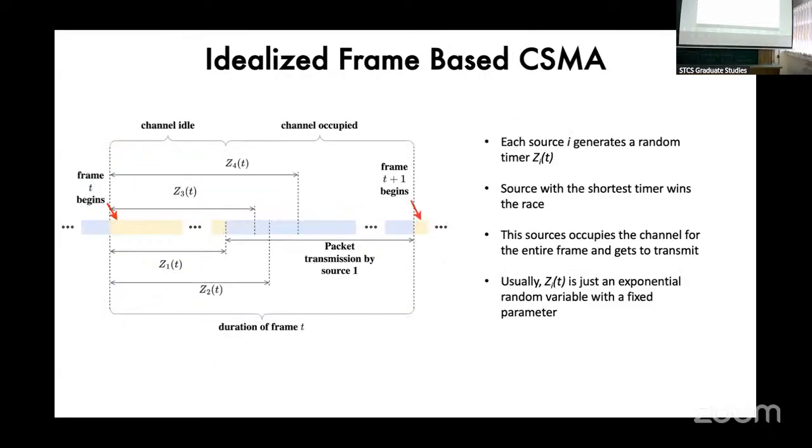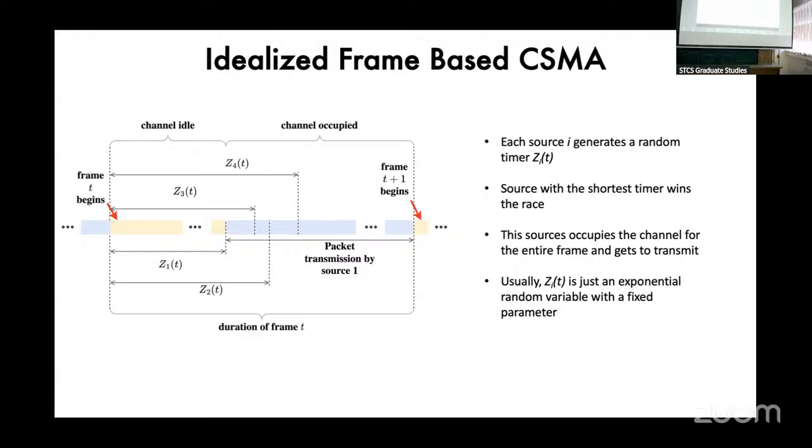So this is the same picture, but on a timeline scale. At the beginning of the frame, each source picks a random timer. I'll just describe them as Z1, Z2, Z3, Z4. So think of 4 sources. Each of them picked a timer. While these timers are running, because the channel was occupied, all of them will sense the channel at the beginning of the frame, say it was occupied, and start running a random timer. Source 1 has the timer that runs out first. Because it runs out first, source 1 will get the channel, and it will start transmitting. And it will transmit for the entire frame. And then the same thing will repeat again and again. So whichever one has the shortest timer wins the race and gets to transmit.